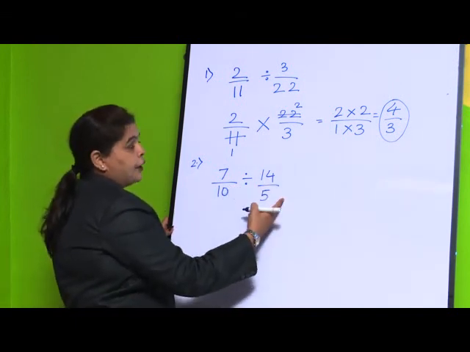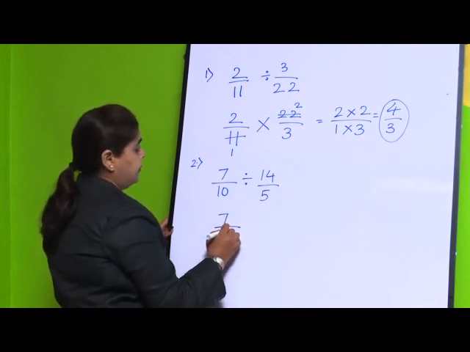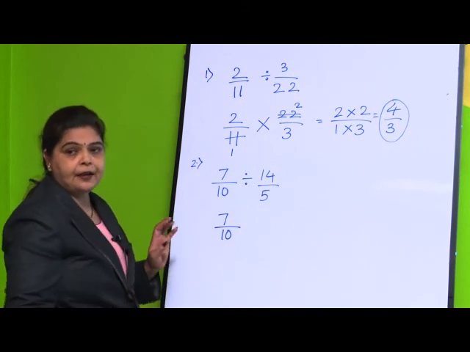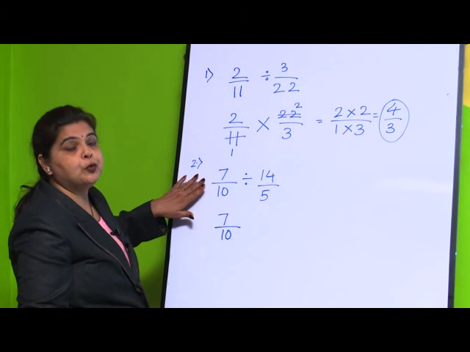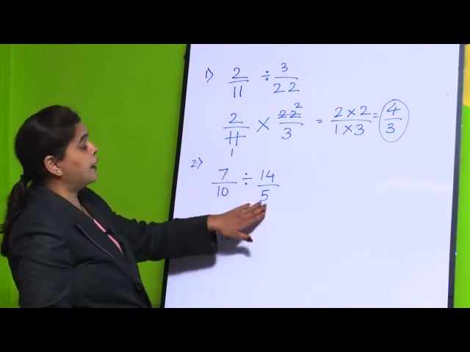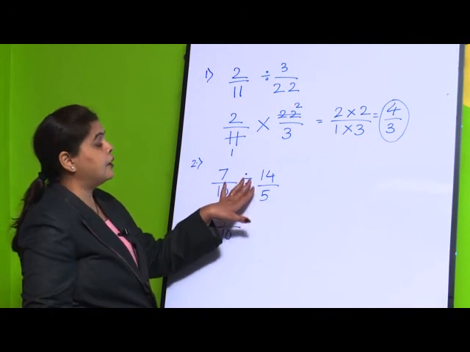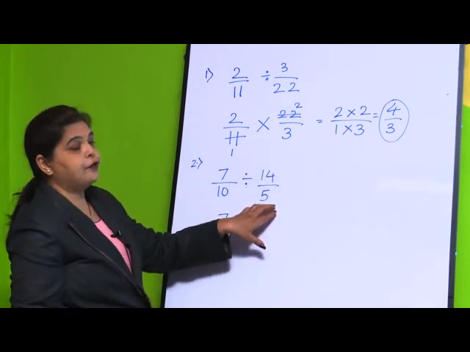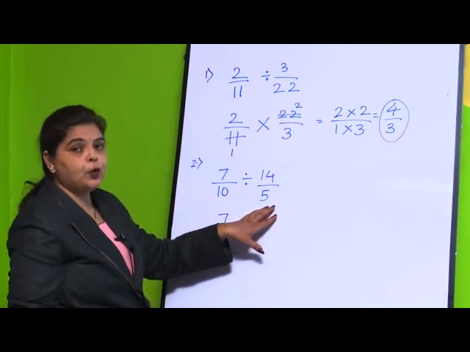We have both the fractions here. First, we will write 7 upon 10. Many students make the mistake of taking the reciprocal of the first fraction. You have to take the reciprocal of the second fraction. In simple words, after the division sign, whatever fraction we have, you have to take its reciprocal, or do the multiplicative inverse of it.